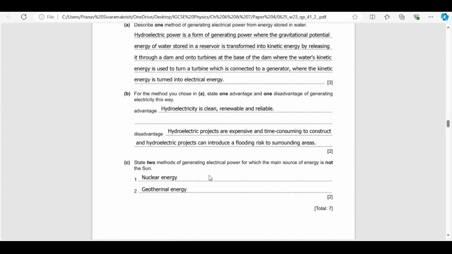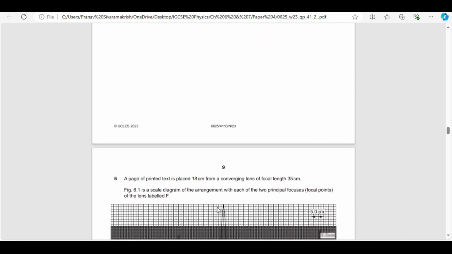Nuclear energy depends on unstable heavy nuclei breaking down into stable nuclei, and that doesn't rely on the sun. Geothermal energy comes from hot rocks under the surface of the Earth that are heated by the energy from within our planet and not from the sun. So these are 2 very safe answers for sources of energy that don't depend on the sun.